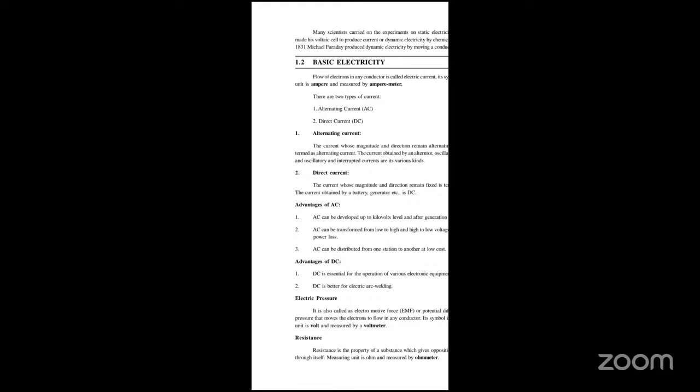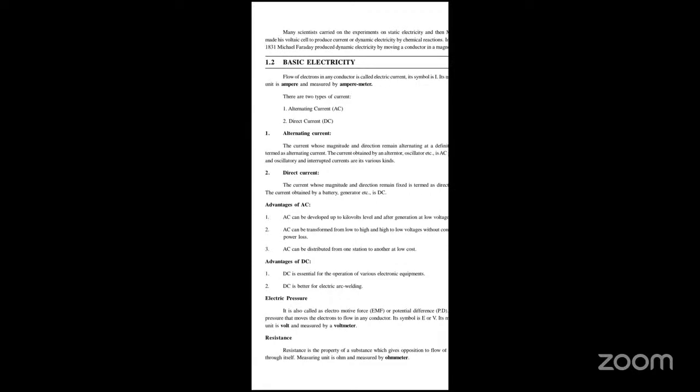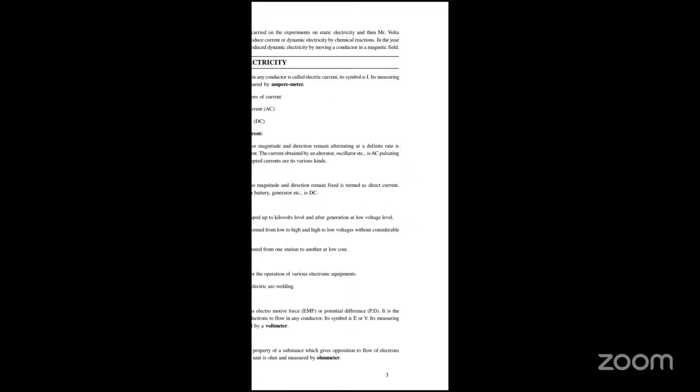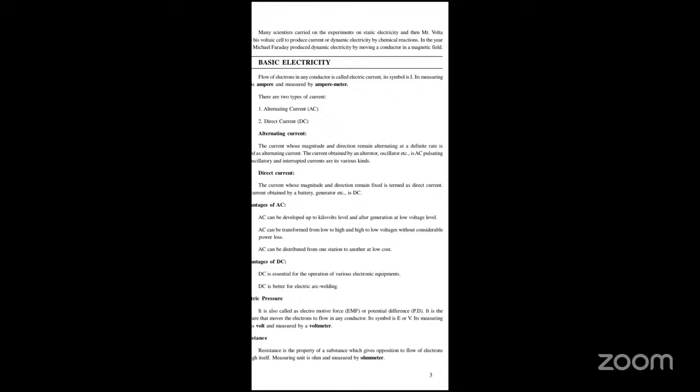Resistance is the property of a substance which gives opposition to the flow of electrons through itself. Measuring unit is ohm and it is measured by an ohm meter. Potential is measured in volts, and the measuring device is a voltmeter. Resistance is measured in ohms, and the measuring device is an ohm meter. Is it clear? Potential is volt, device is voltmeter, and resistance unit is ohm, measuring device is ohm meter.